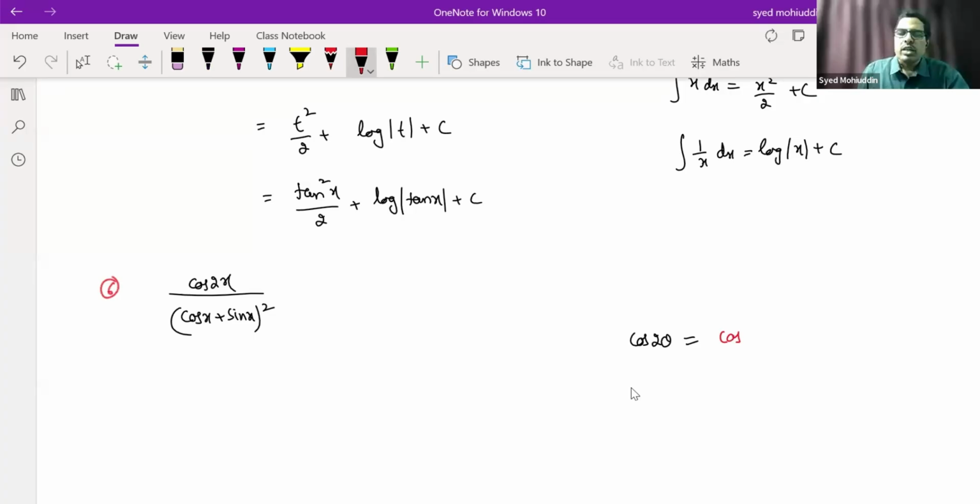That is cos square theta minus sin square theta is one formula. You have 2 cos square theta minus 1 as another formula. 1 minus 2 sin square theta is another formula. Out of these three formulas, we already used these two formulas and we have done the examples.